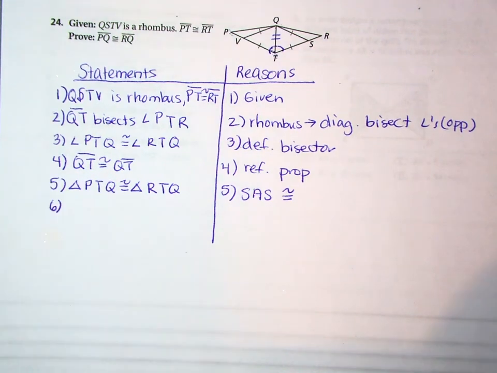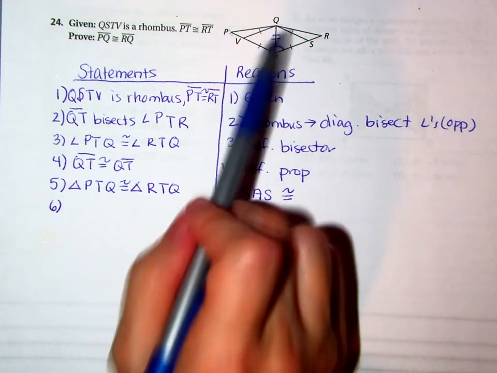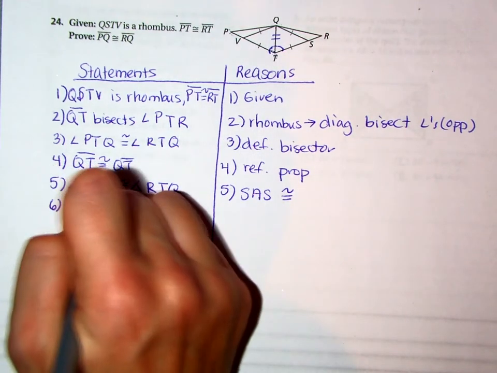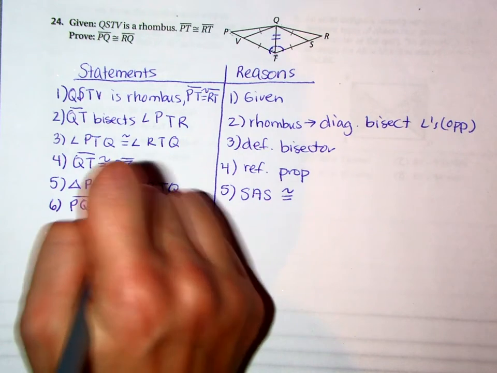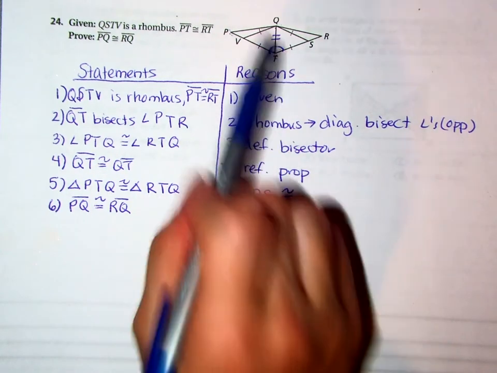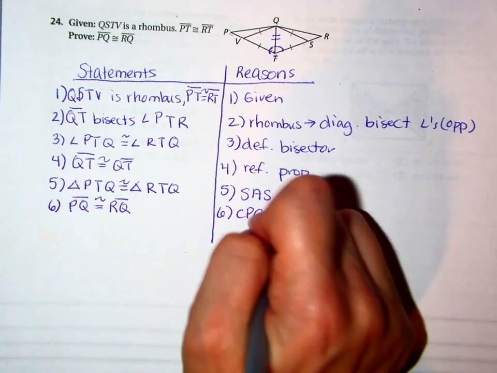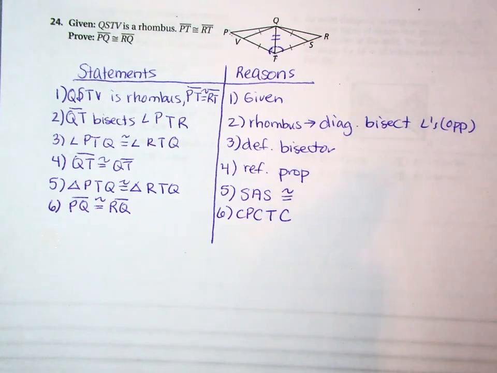Now number 6, what we're trying to do then is, now that I've proven that these triangles are congruent, I can now say PQ is congruent to RQ. And the reason is that once I've proven that I have 2 congruent triangles, the corresponding parts of the congruent triangles are congruent, also known as CPCTC.